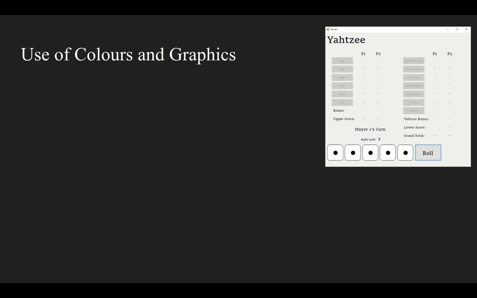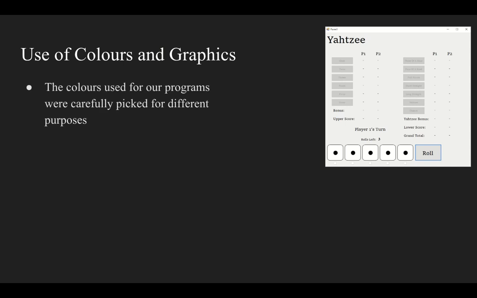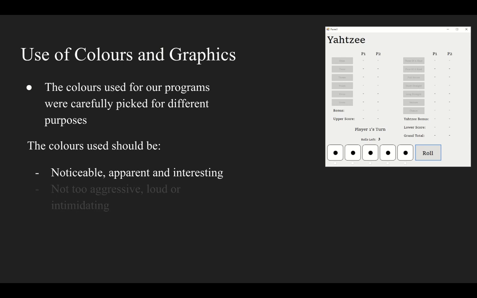Use of colors and graphics. The colors we used for our programs were carefully picked for different purposes. So as you can see in that image, it's white, it's bland. The colors used should be noticeable, apparent, and interesting, so it catches the user's attention and keeps the user interested in what they're playing.